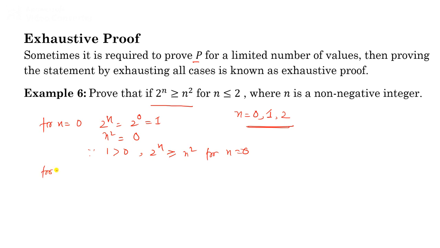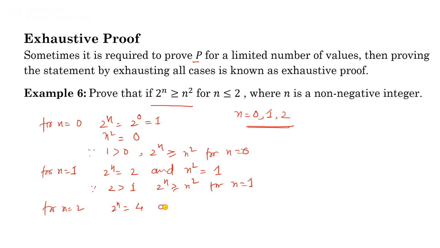Similarly, for n equal to 1, you can write 2 raised to power n equal to 2 and n square equal to, n is 1, this is 1. Since 2 is greater than 1, so you can write 2 raised to power n greater than n square for n equal to 1. For n equal to 2, you can write 2 raised to power n, this equals 4, and n square, 2 square, this equals 4.